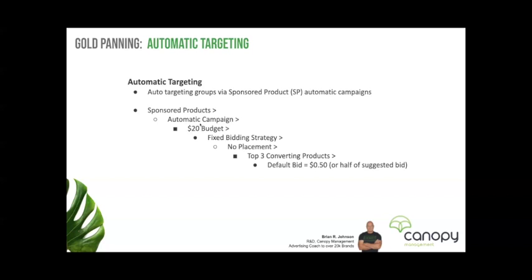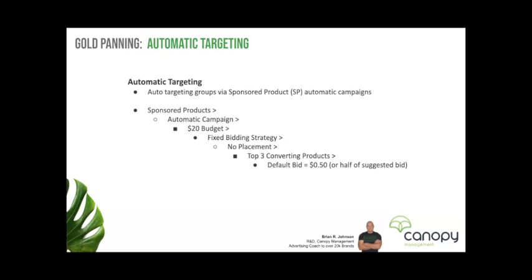What I would recommend is you set something up like a $5 to $20 budget, okay? You use a fixed bidding strategy. Don't put any kind of placement percentage, you're not doing top of search or anything like that. If you've got a bunch of products within a specific product group that this campaign is for, pick your top 3 converting products. Always try to push the highest converting products that you can in this kind of campaign, and then set a really low default bid.